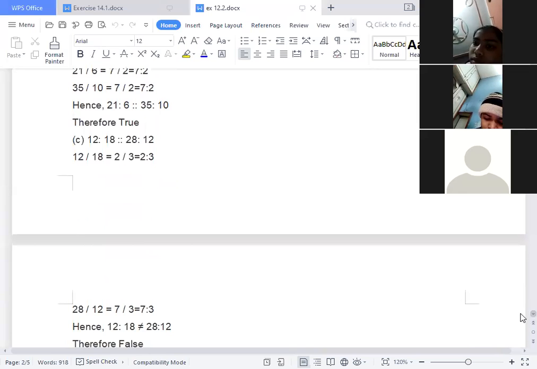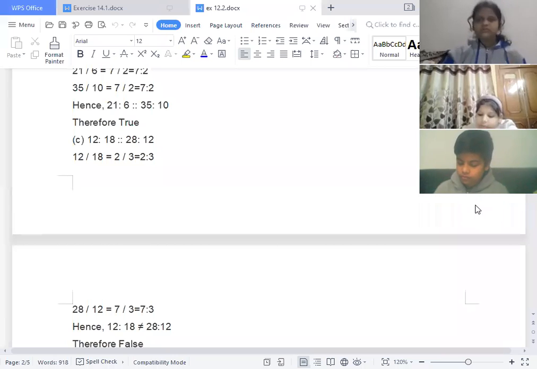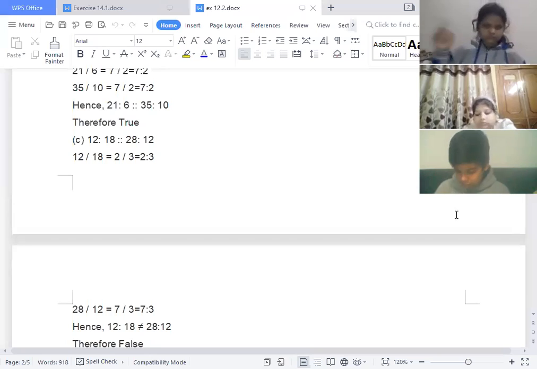So 7:3 and 2:3 both are not in the proportion. 2:3 and 7:3 are not in the proportion. So the statement is false here. Okay.